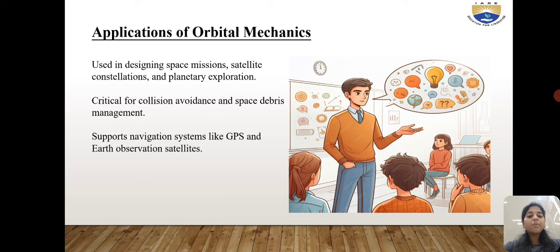Applications of orbital mechanics: used in designing space missions, satellite constellations, and planetary exploration, critically for collision avoidance and space debris management. It supports navigation systems like GPS and Earth observation satellites.